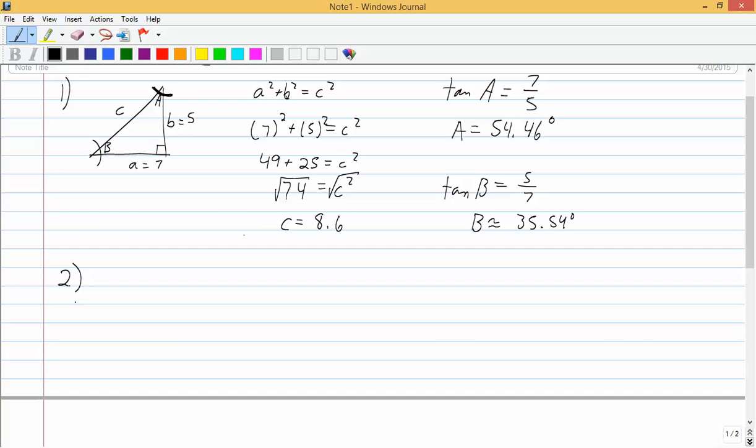Number 2, find the exact value, if any, of the composite function. The sine of the inverse sine of negative 0.3. Alright, so as long as this is between negative 1 and 1, which it is, the answer is just this. So there's the answer, A.